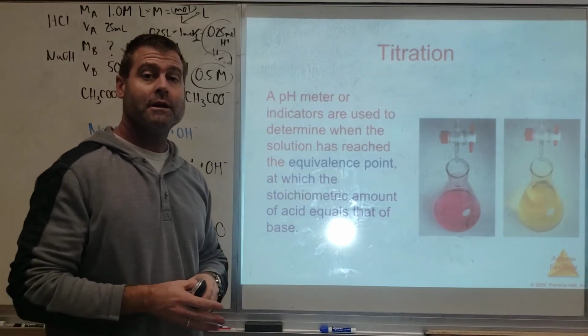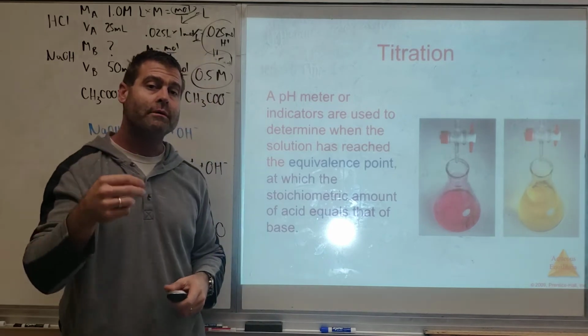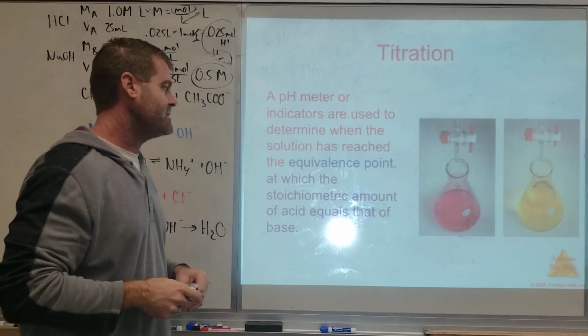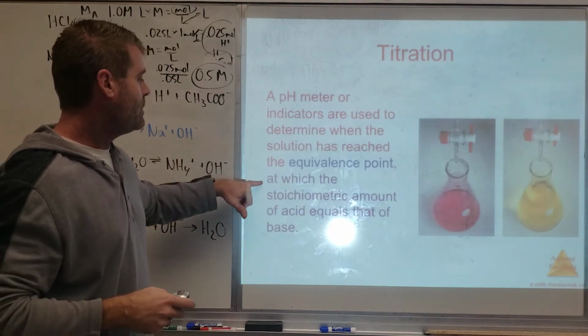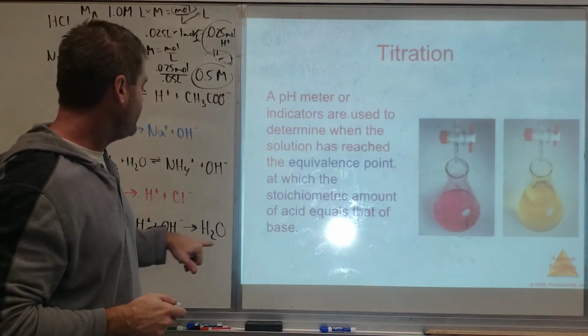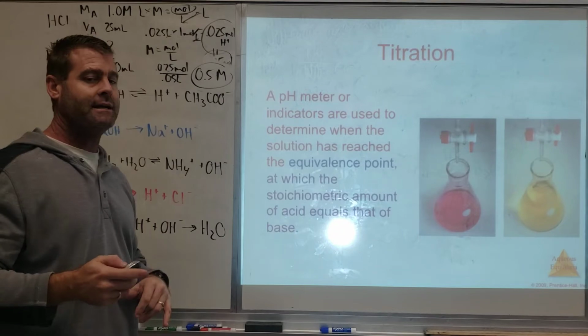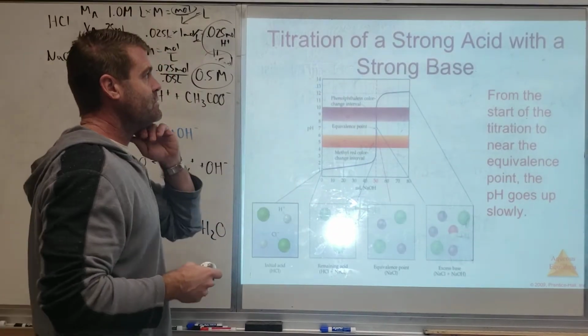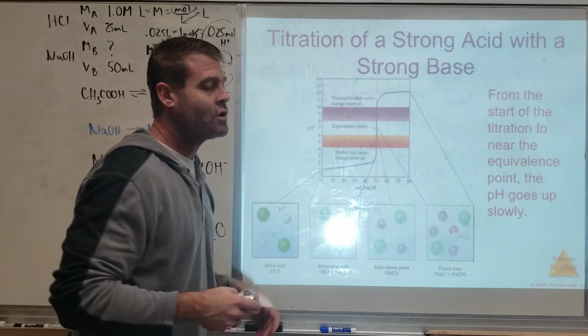If you used a pH meter, I would have just put a pH probe in that solution and waited until it hit pH 7, which indicates the neutral point. And that's the equivalence point, where you have equal amounts of H+ and OH- ions. So what we observed here was the titration of a strong acid with a strong base.